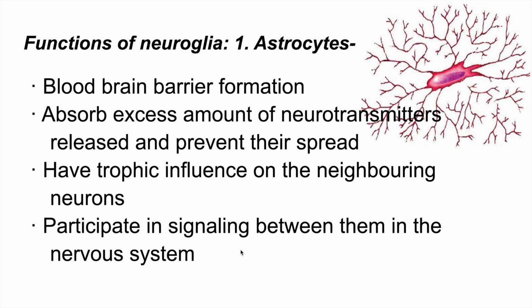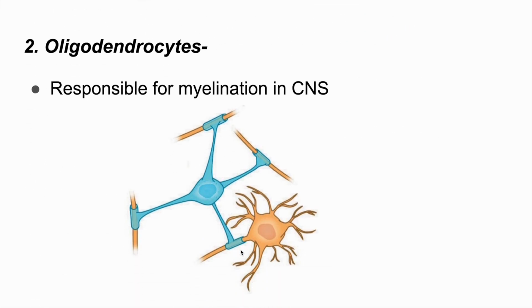Astrocytes are the neuroglia involved in the formation of the blood-brain barrier. Not only that, they absorb the excess neurotransmitter released, preventing its spread to neighboring neurons, and have a trophic influence on the neighboring neurons. They also participate in signaling between them in the nervous system. These are the functions of the astrocytes.